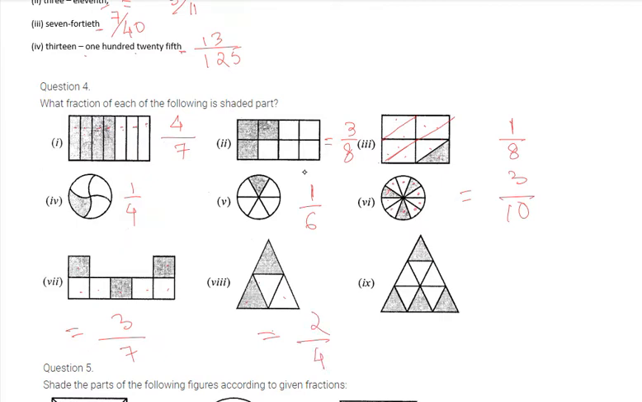2 out of 4, which is also known as half, which I will explain later, how this became half. 1, 2, 3, 4, 5, 6, 7, 8, 9. 1, 2, 3, 4. 4 out of 9.